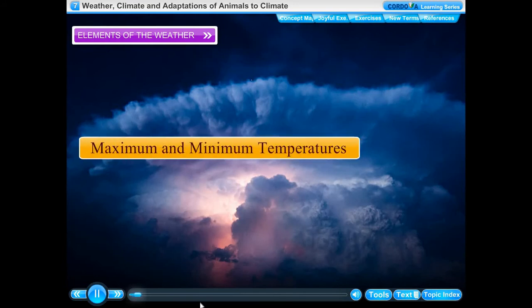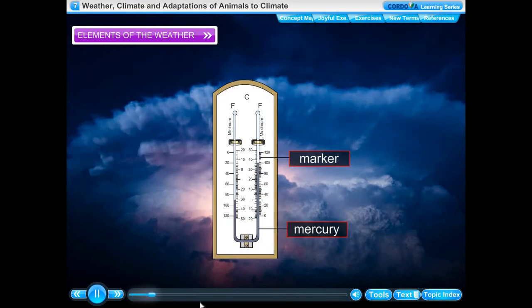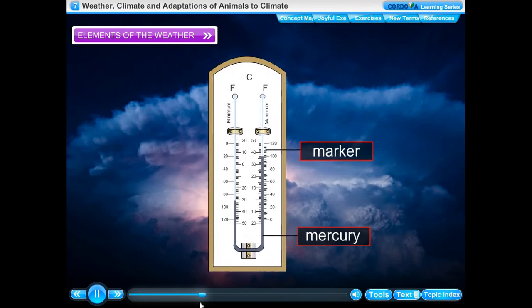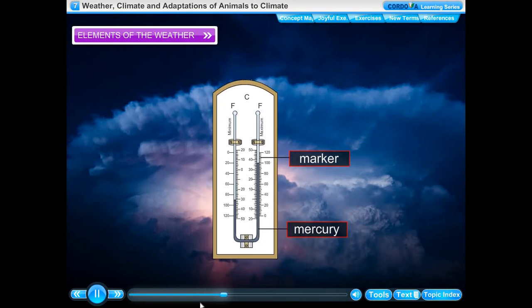Elements of the weather. Maximum and minimum temperatures. The highest temperature recorded during a day is called the maximum temperature and the lowest temperature recorded during the day is called the minimum temperature. The maximum and minimum temperatures are recorded with the help of a special thermometer called maximum and minimum thermometer. The minimum temperature for a particular day is recorded in the early morning. The maximum temperature for a particular day is reached sometime in the afternoon.